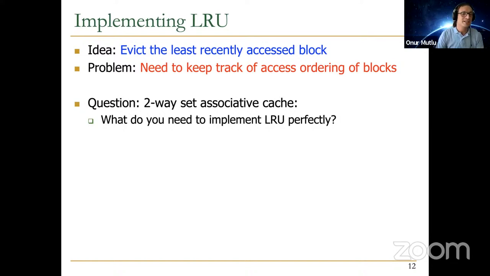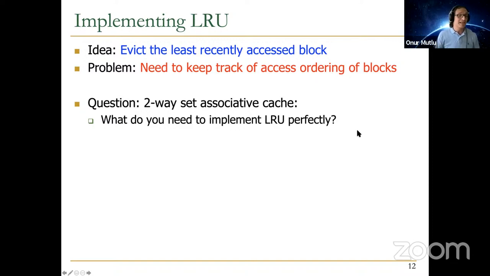That's it. But in a two-way associative cache, replacement policy becomes an issue because now you have a choice as to what to evict. You have something in way zero, something in way one, and you're going to bring some new block into the cache. And you have to decide whether you want to evict the block in way zero or whether you want to evict the block in way one. Okay. Now the question becomes, what kind of hardware do you need to implement LRU perfectly in this case?